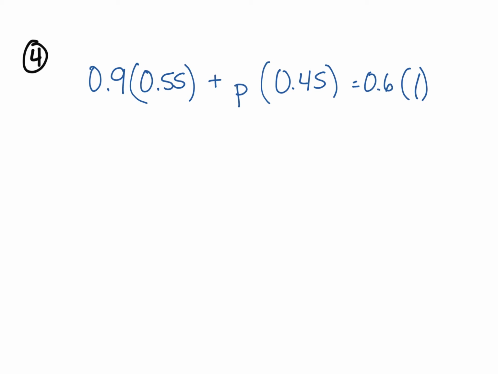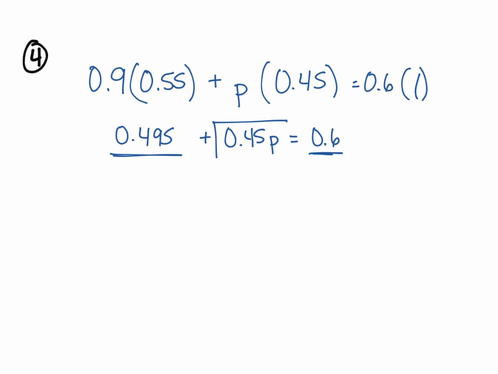So 0.9 times 0.55 is 0.495, and p times 0.45 is just 0.45p. 0.6 times 1 is 0.6. We want our number pieces to be combined with our number pieces and our variable pieces to be all by themselves. I'm going to flip this one over and move it to the other side. I'm going to make sure that I don't actually mistake it for division.